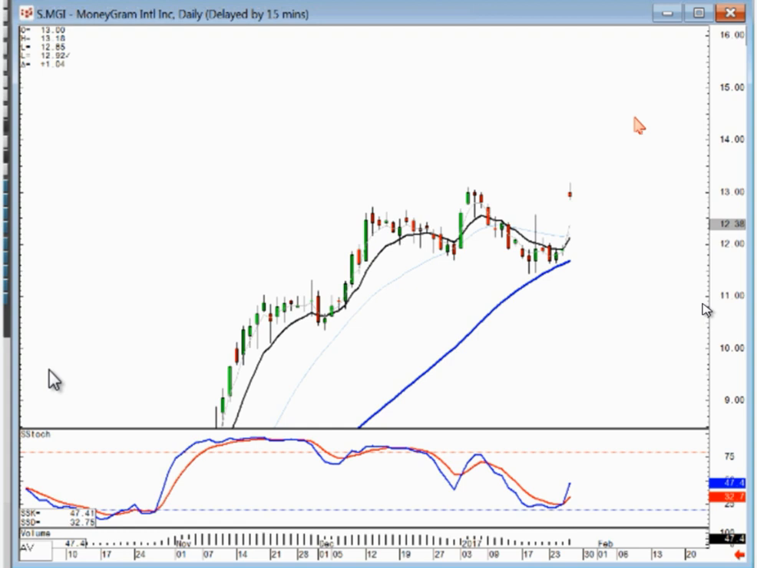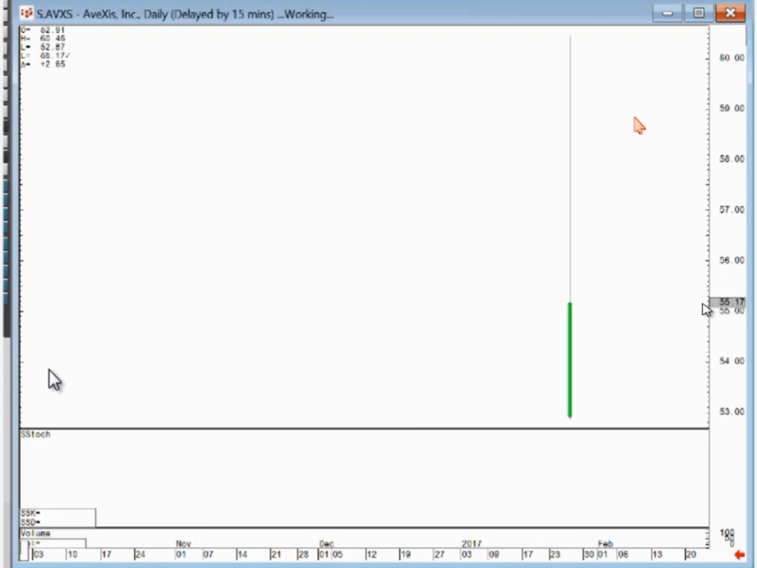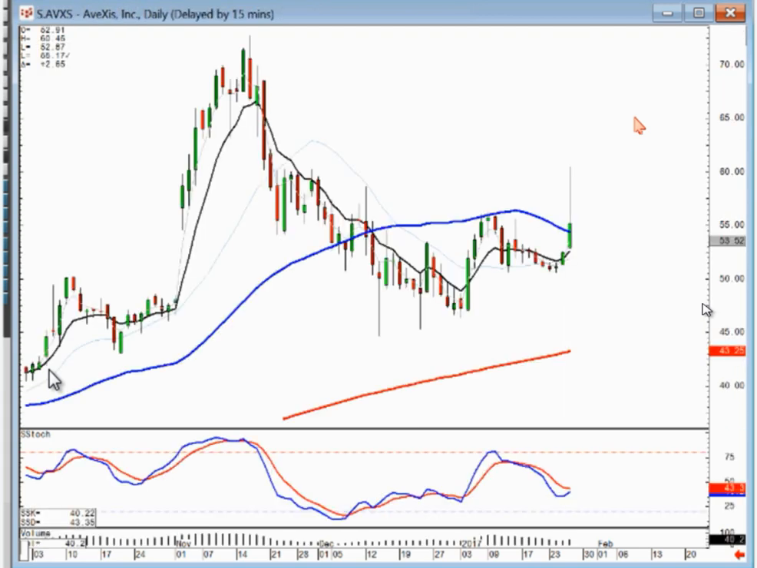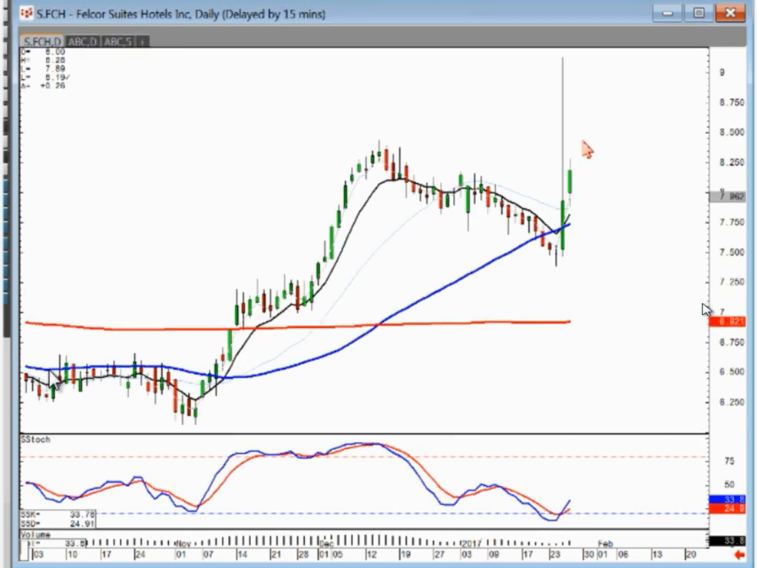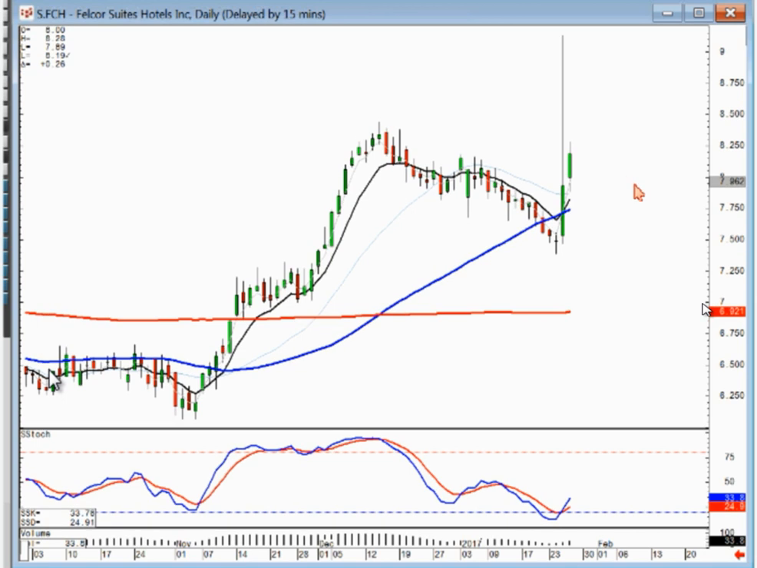Let's see. Oh, I skipped a few. So here's one. This is what we call the bobble pattern. It failed, pulled back to the T-line area, now it's gapped up through. What usually happens on a big move like this? That's profit taking. If it opens positive the next day, you want to be buying because that pretty much tells you that the profit taking is over. It's probably going to move back up to the top of that trading range.